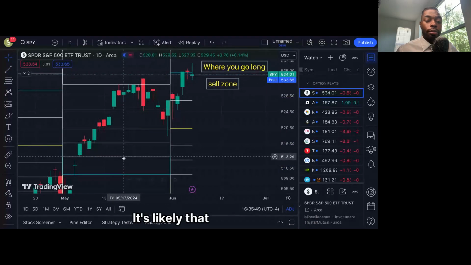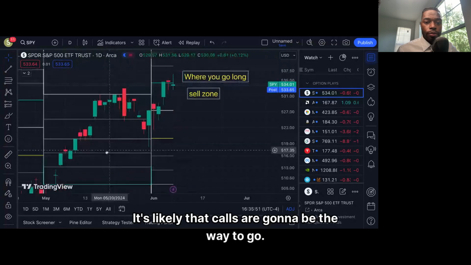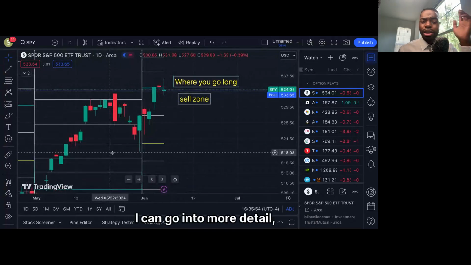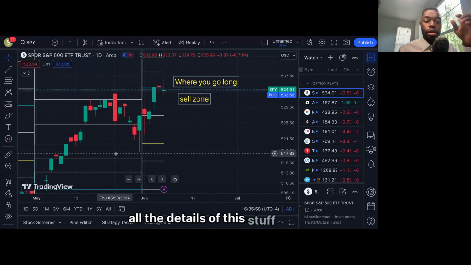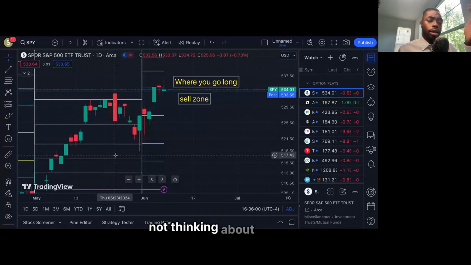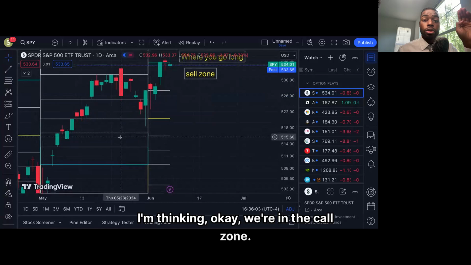It's likely that calls are going to be the way to go. And that's just keeping it simple. I can go into more detail, but I don't want to confuse anybody. I don't like to talk about all the details of this stuff because at the end of the day, when I'm trading, I'm not thinking about the details. I'm thinking, okay, we're in the call zone, think long.